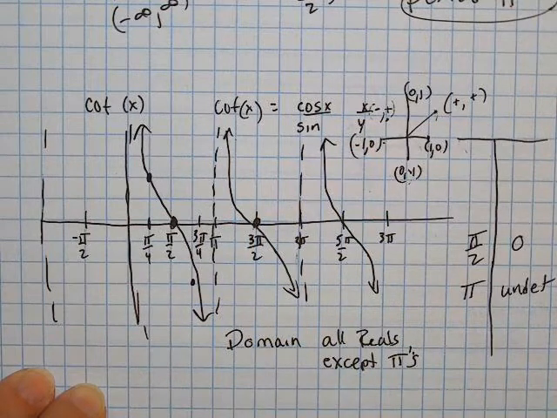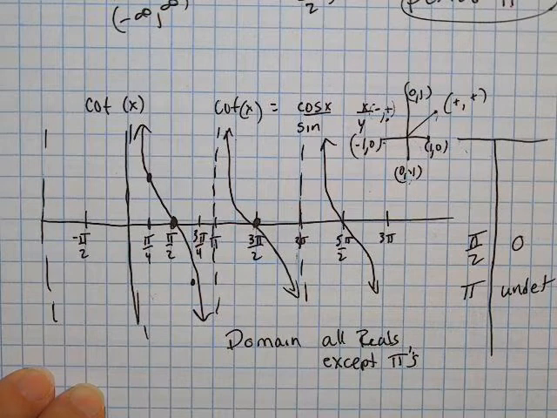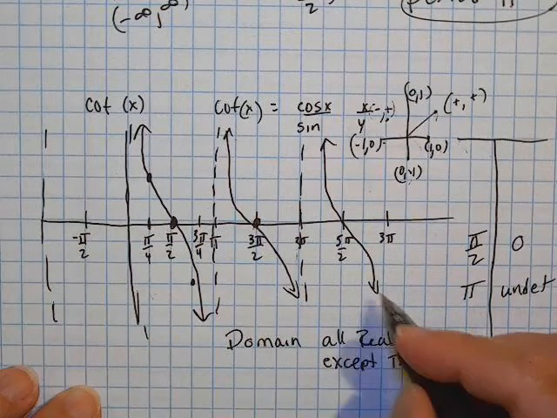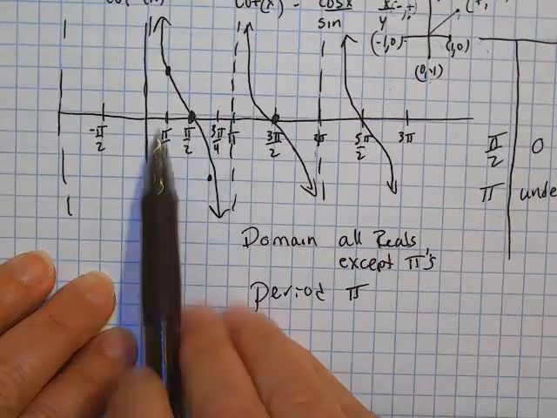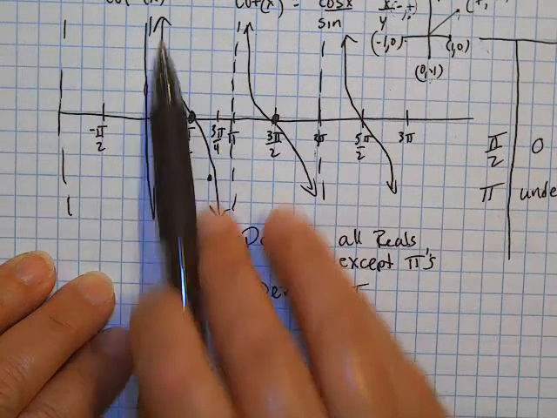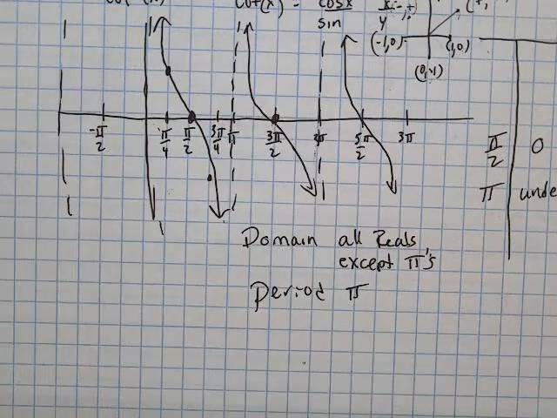So tangent starts down and moves up. Cotangent starts up and moves down. Still, we have a period of pi units, because you can see how between 0 and pi, we have one cycle. Between pi and 2 pi, one cycle. So a period is how long it takes to complete one cycle.